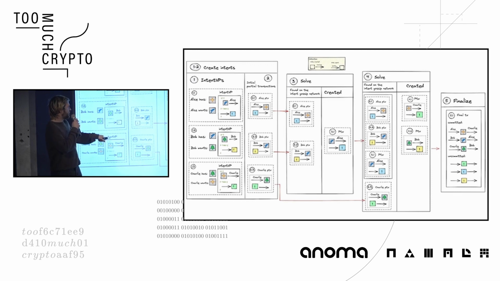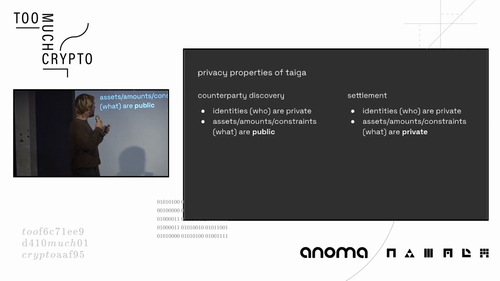Then the second solver can come along. The second solver sees this new intent, which has been created by the composition and partial solving, and it combines it with Charlie's partial transaction and creates the final transaction. The reason why I bothered showing you this very large and complicated diagram is that partial solving is very helpful for privacy. So just thinking about what I've shown so far, what kind of privacy do we get in Taiga?